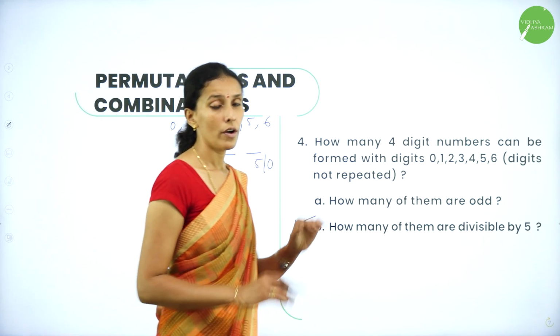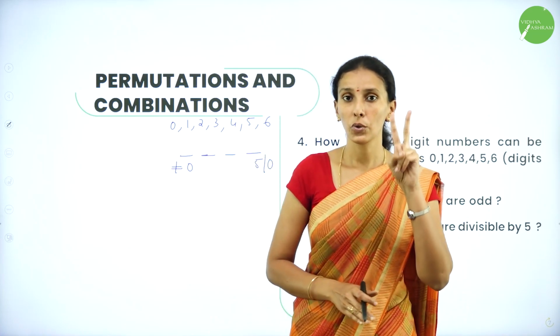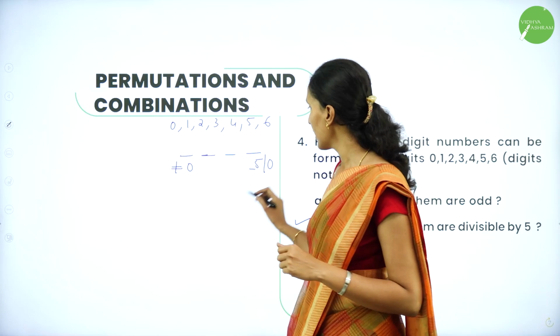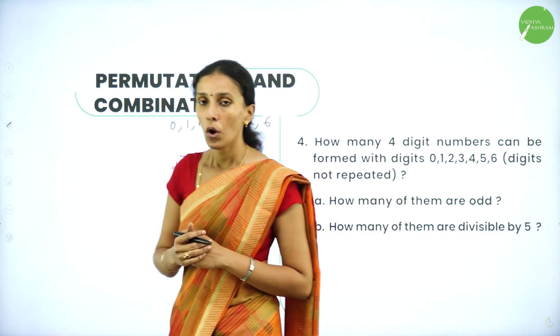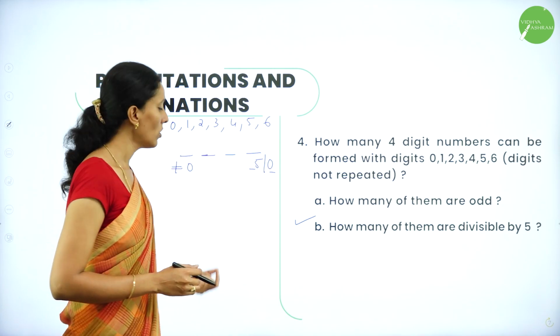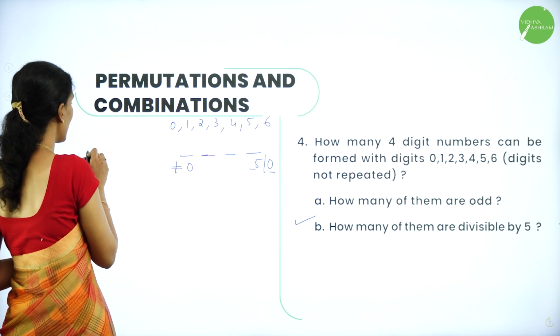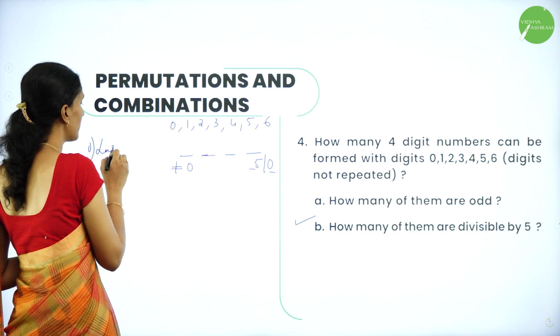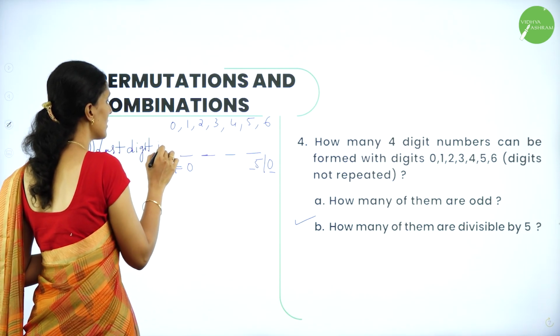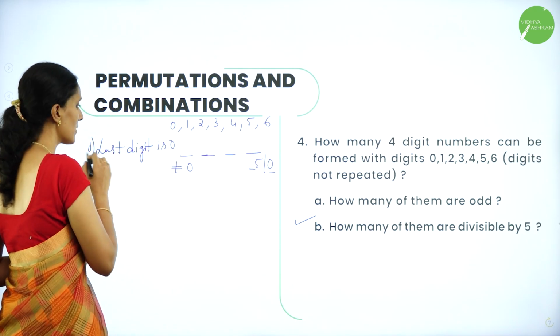So here also I have to split the question into two cases, that is, first digit starting with 5 and first digit starting with 0. What happens? The first digit cannot start with 0. So therefore my first case here: the last digit is 0. Okay, so this is my first case.